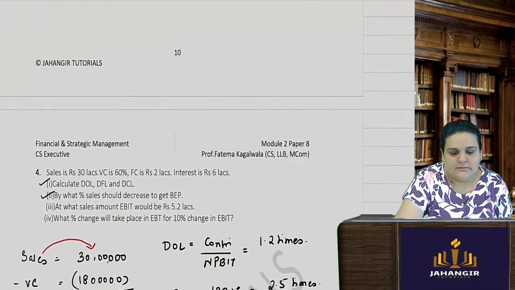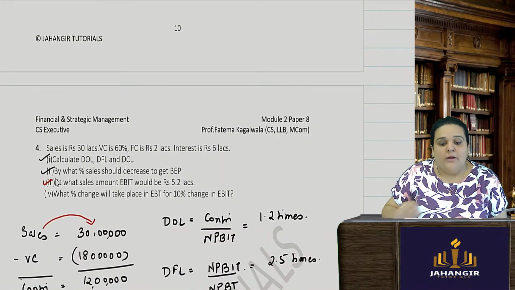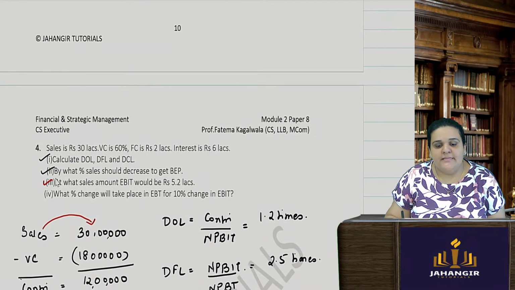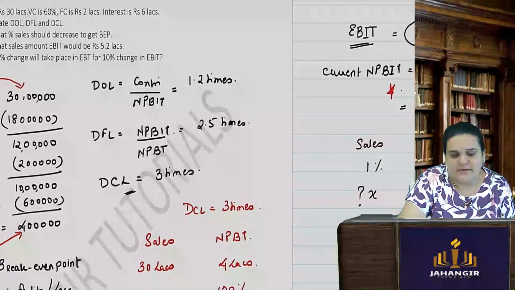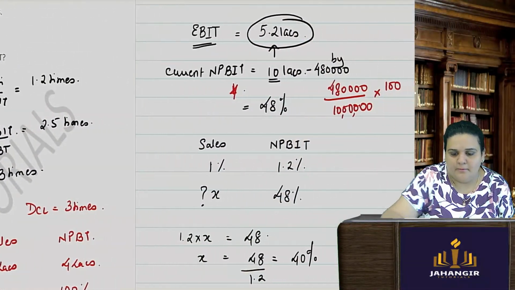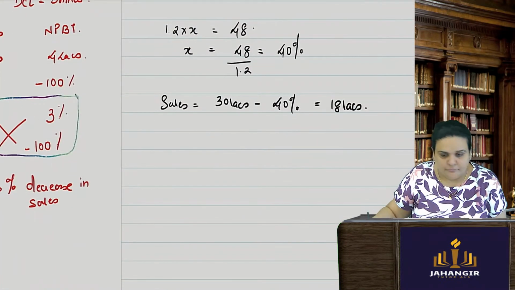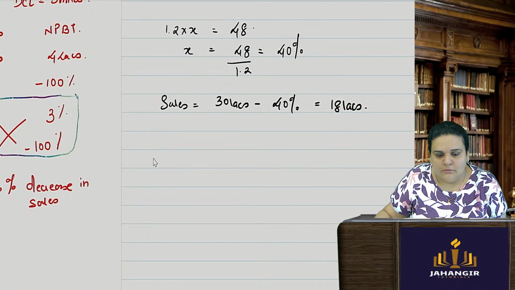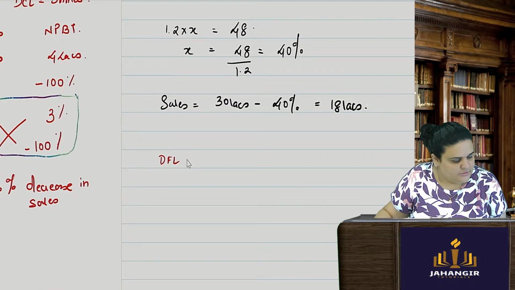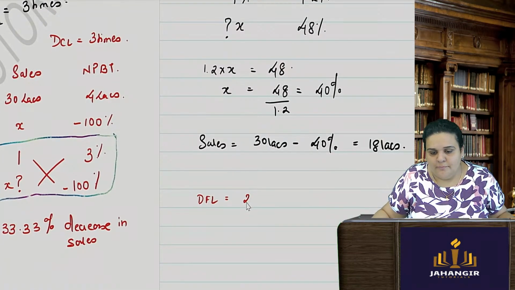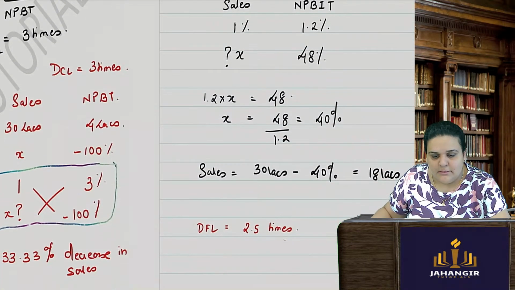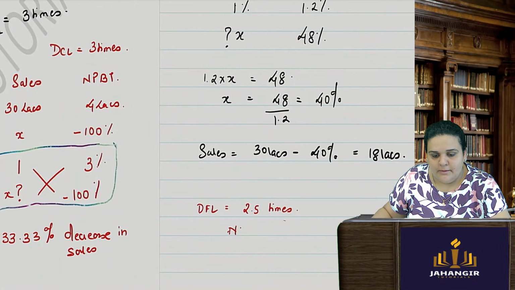Now the last one is, what percentage change will take place in EBT for 10% change in EBIT? Simple. This is using the financial leverage. Degree of financial leverage is how much? We just found out, right? 2.5 times. There are two variables, NPBIT and NPBT.